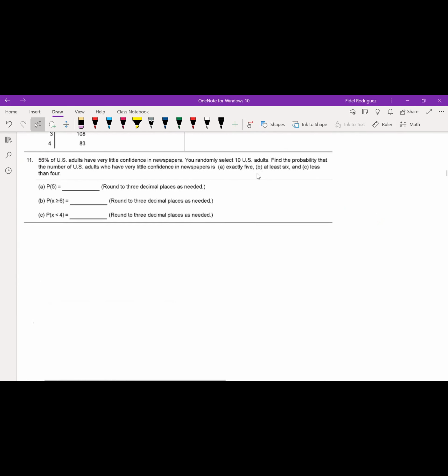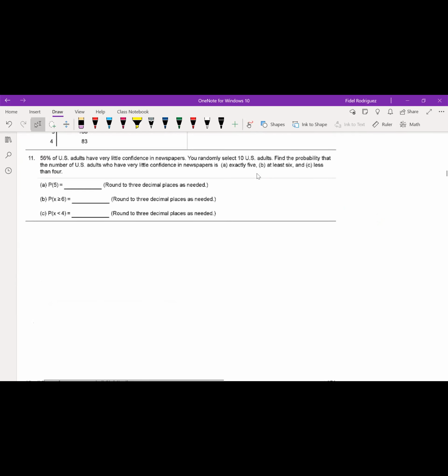So let's take a look at number 11. So y'all, number 11 says 56% of US adults have very little confidence in newspapers. We're going to randomly select 10 adults, and then part A says, find the probability that the number of adults who have very little confidence in newspapers, part A says exactly 5. Okay, so guys, this right here is one of those binomial probability problems.